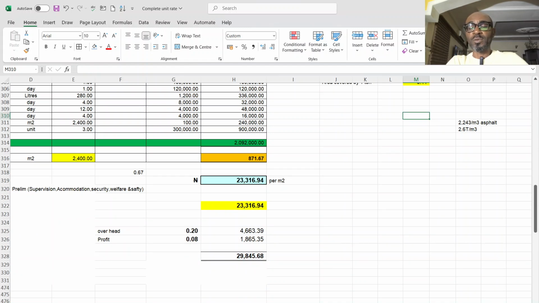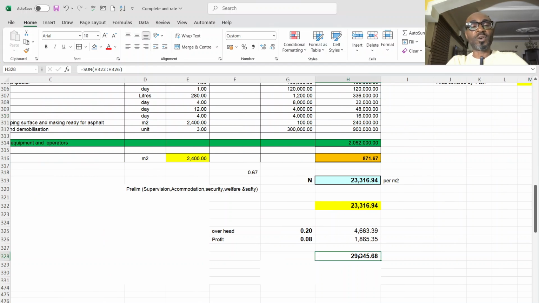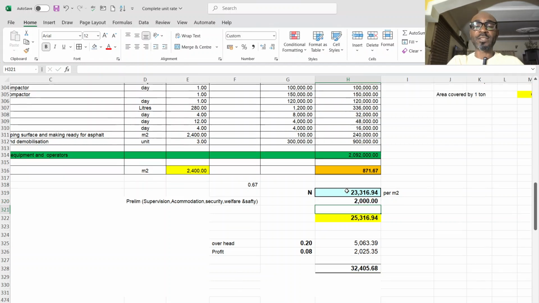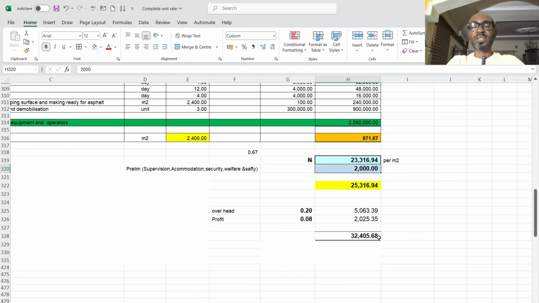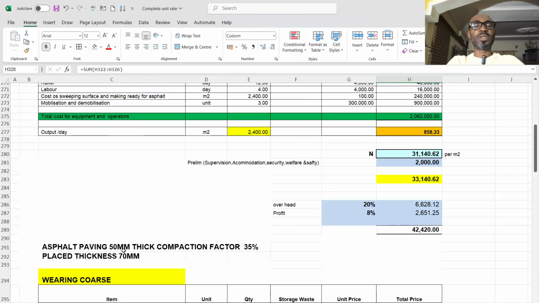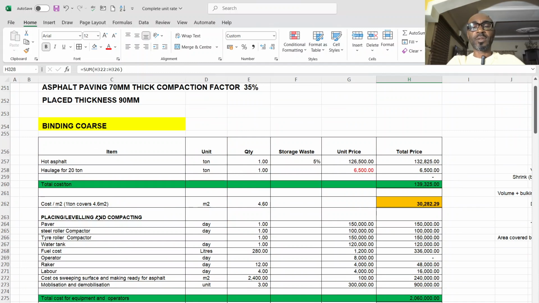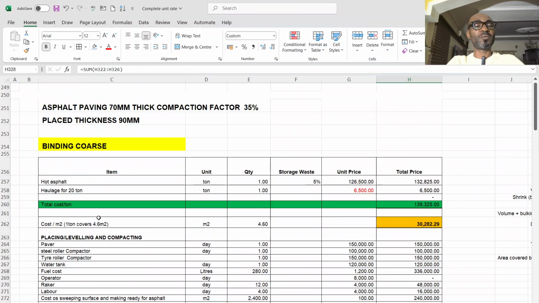So you can see that for the wearing course it is 29,840, assuming you have the same 2,000 here as the cost of your prelims. So it gives you 32,405 naira per square meter. So this is how you can build up your rate for asphalting of road.